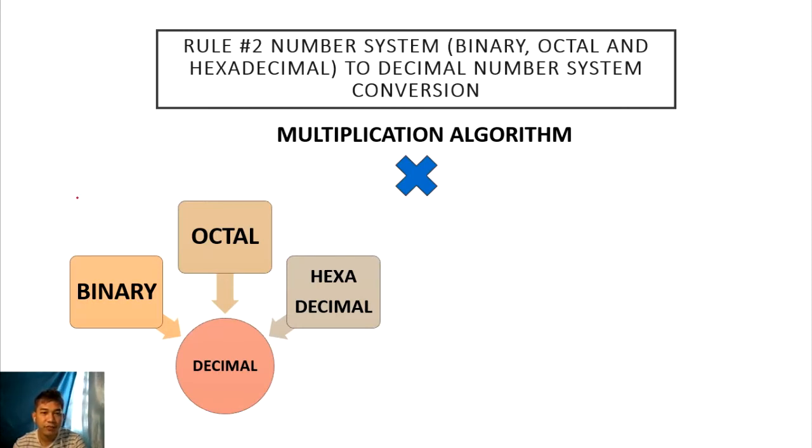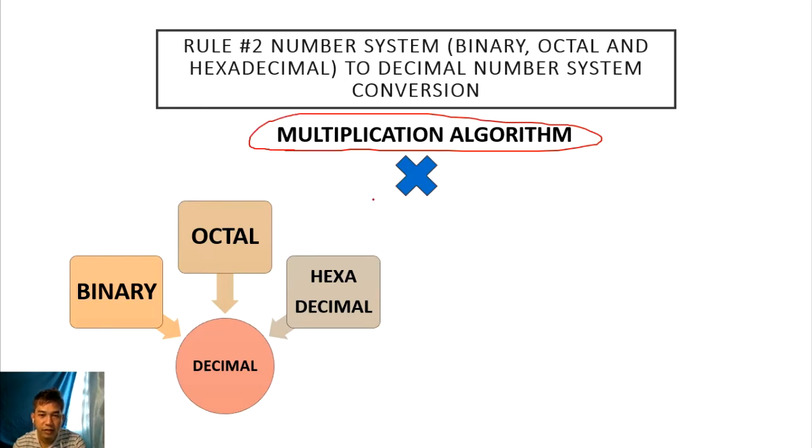Okay, now so we have rule number 2. So in reverse order naman siya. So kanina we convert decimal to any other number system. Now from binary, octal, and hexadecimal number system, convert natin siya to decimal. So ano yung gagamitin natin? We will be using the multiplication algorithm.